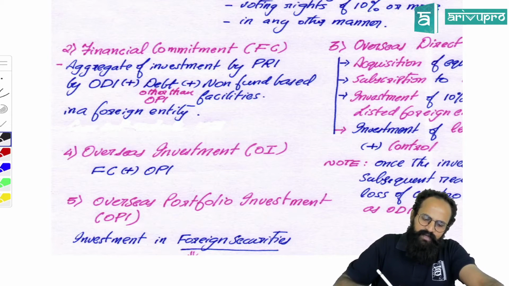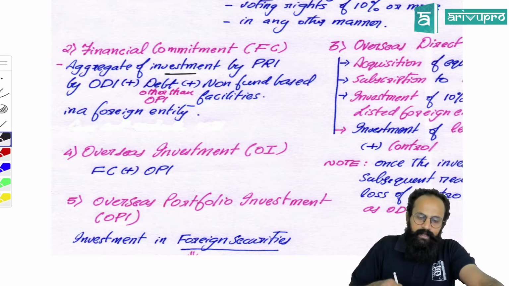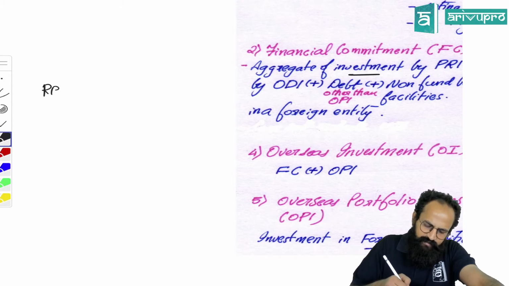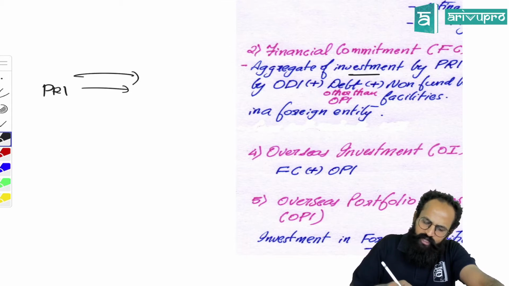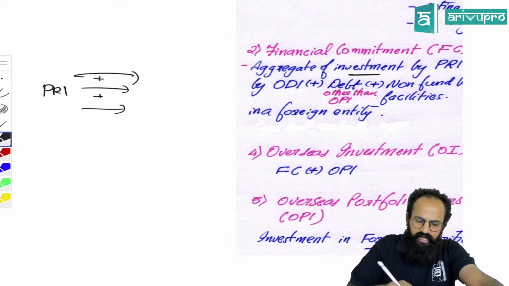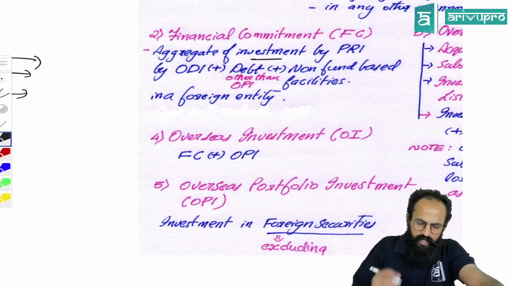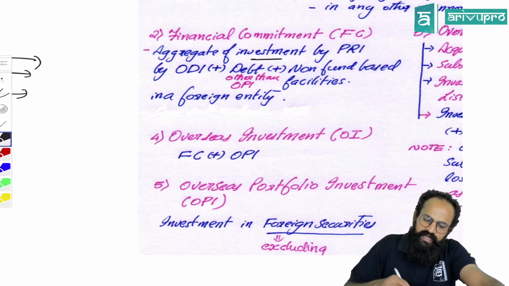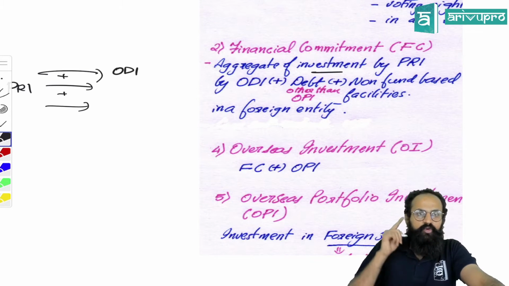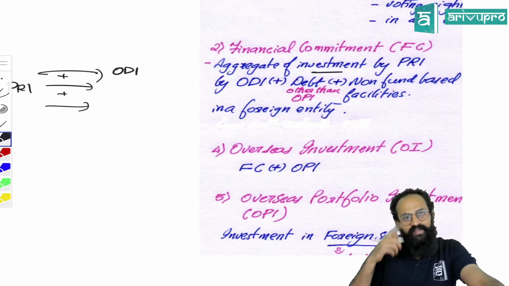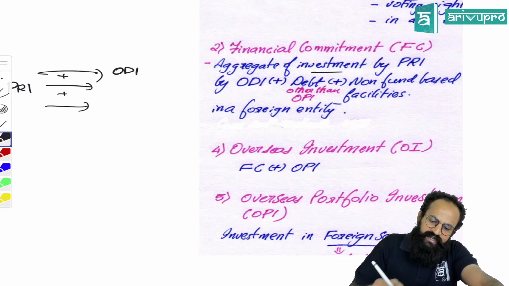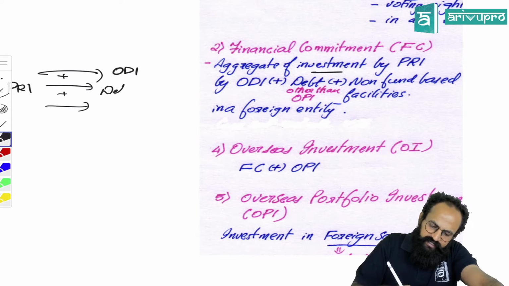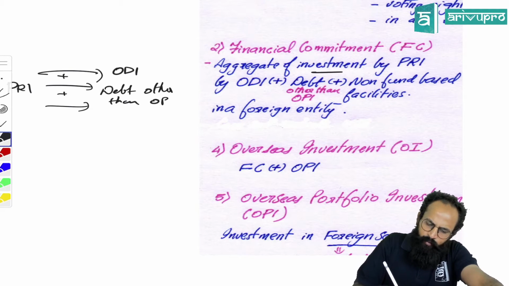Financial commitment means aggregate of investment by PRI. Meaning, a PRI is making some investments. You have to add all the investments because they have asked for aggregate. What and all do I need to add? Aggregate of investments by PRI by ODI. So whatever ODI is made by a PRI, that should be added. Next one: debt other than OPI. The third one is non-fund based facilities.